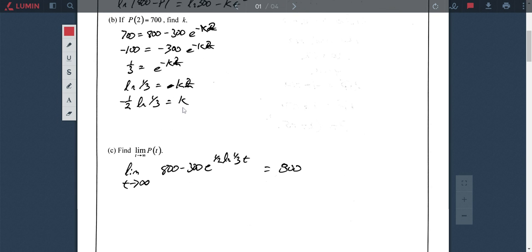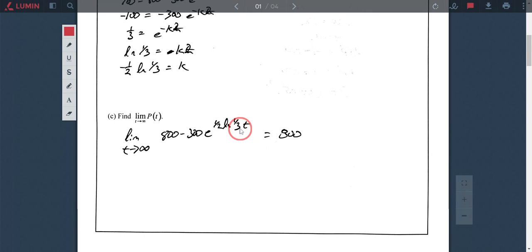So then I plug my K back into my problem. I get this. Then it's asking for my limit. 800 minus 300 times e to the 1/2 natural log of 1/3 t. I can change this 1/3 right here to a 3 to the negative 1. And remember, a property of logs is if I have an exponent inside, I can move it to the front. So this 1/3 turns into 3 to the negative 1. So then I move the negative out front.